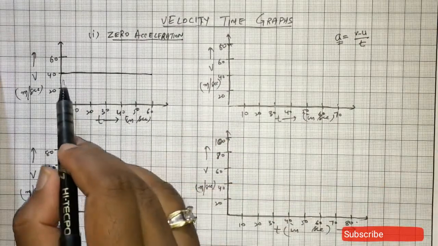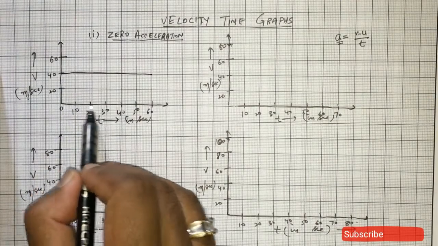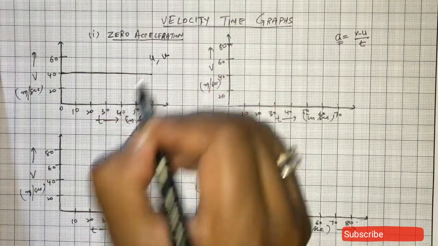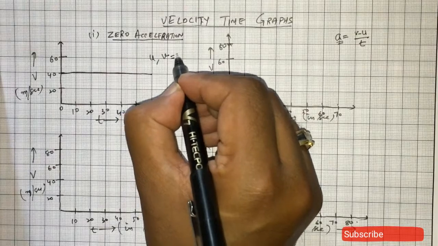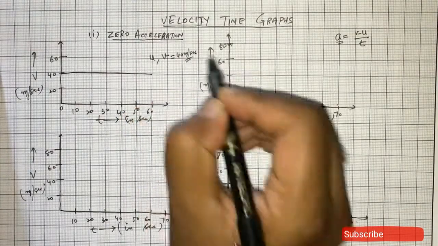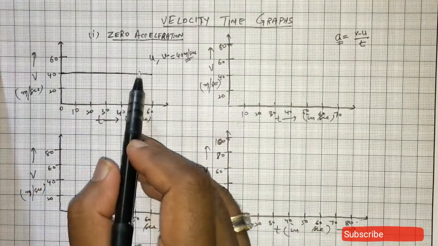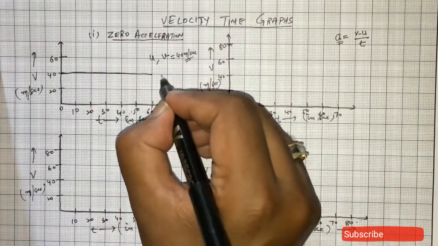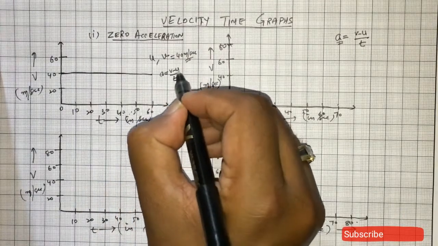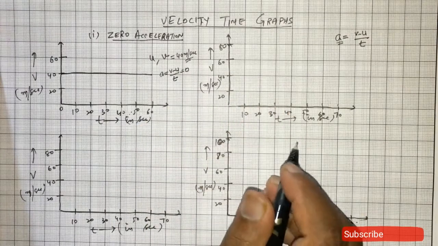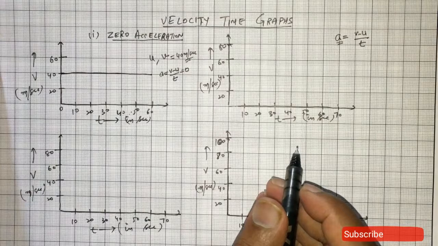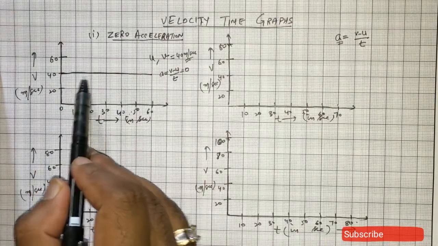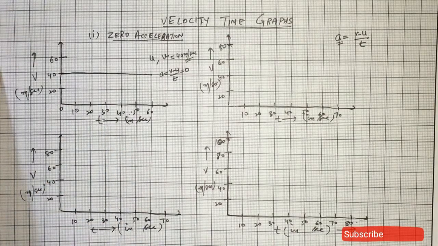The velocity of the body does not change with the passage of time, means initial and final velocity, they both are 40 meter per second in this case. If the body does not change its velocity with time, then it has constant velocity, means there is no change in velocity. So according to the formula, a equals v minus u upon t. v minus u is 0. So acceleration becomes 0. So whenever we need to plot zero acceleration in velocity time graph, we need to plot a straight line which is parallel to the time axis.